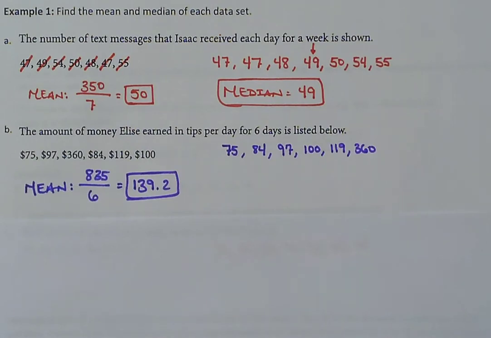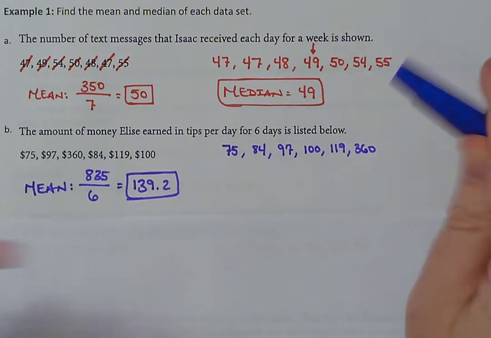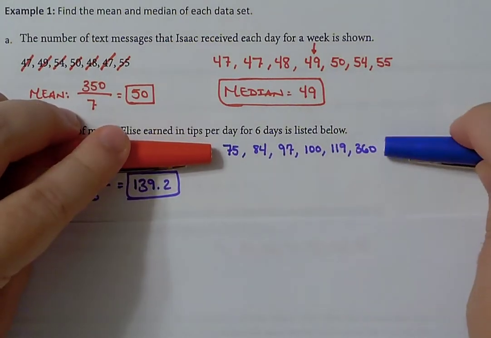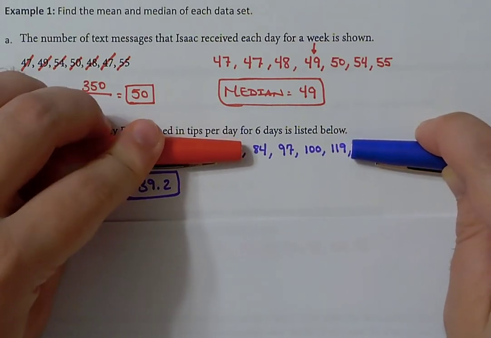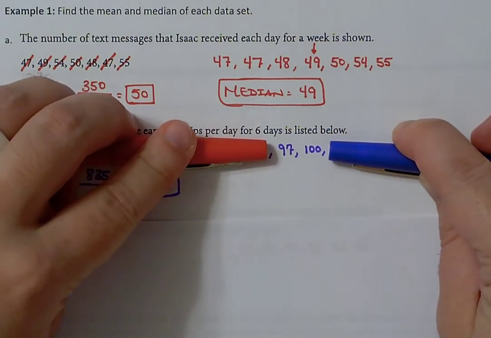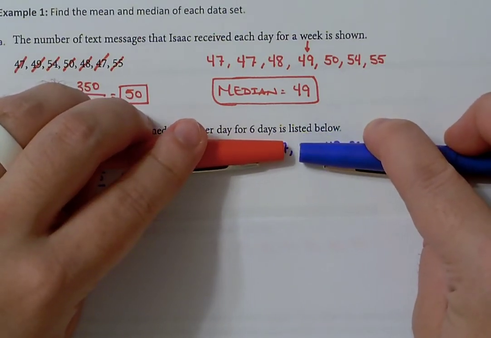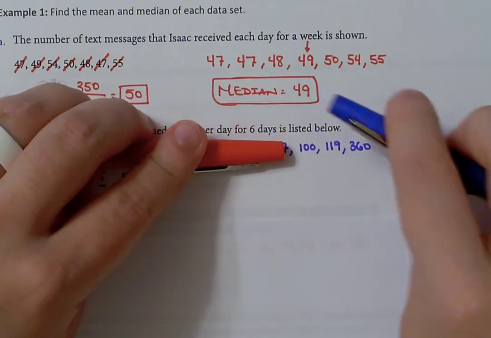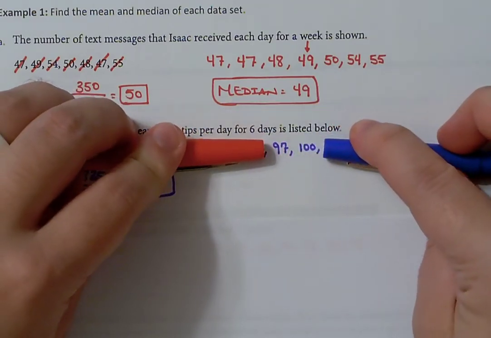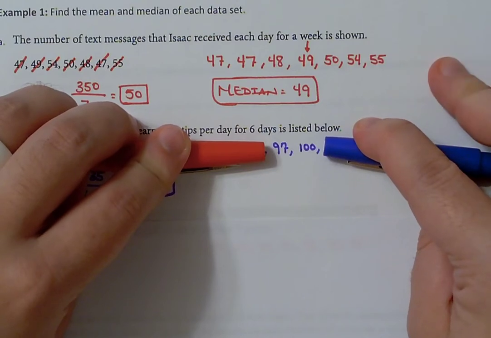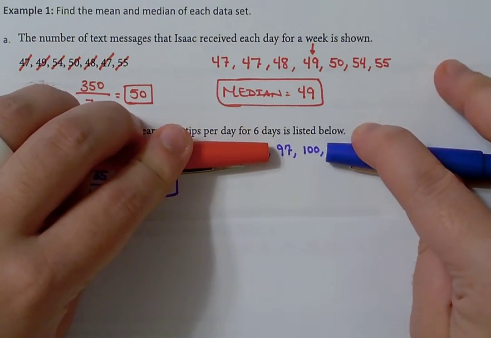Next, we need to go through and find the median. So to find the median, again, we're going to put our data set in order from least to greatest, which I already have done. And then we're going to work our way into the middle number. So if we start at 75 and 360, and then 84 and 119, and then we have 97 and 100, we're going to meet in between those two numbers. So we're going to back up for a moment. Our median is going to reside between 97 and 100.